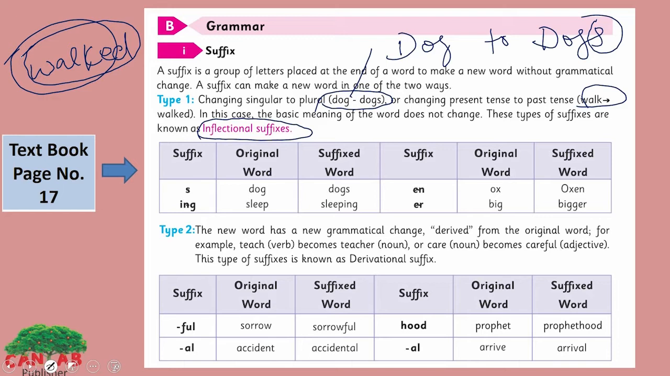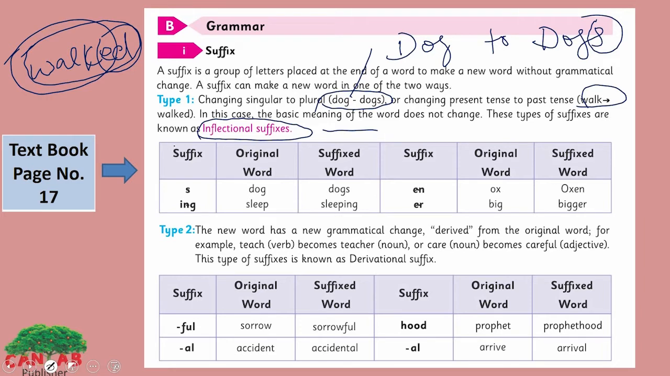Walk in the present and walked in the past. So we have simply added ed here, and we have a change of present and past. So it is called an inflectional suffix. The addition of plural, or the change of present to past, like simply we have added ed here. Or in singular and plural, we changed dog to dogs and added s here. This is called an inflectional suffix.